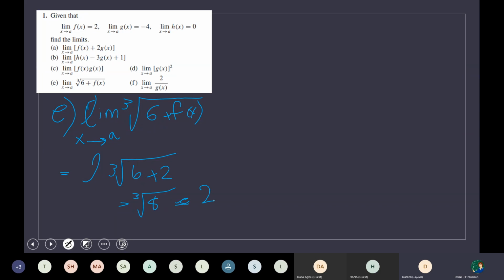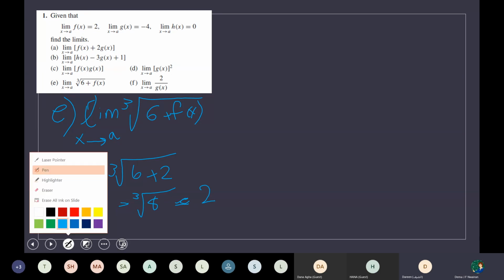Darien? Yes, teacher. Yes, Darien, I want you to help me to solve E. Okay. It's the limit of the cubic root of 6 plus 2. Yes, okay. You want to write it as the cube root of 6 plus 2, which is 8, which is equal to 2. Thank you. You're welcome.